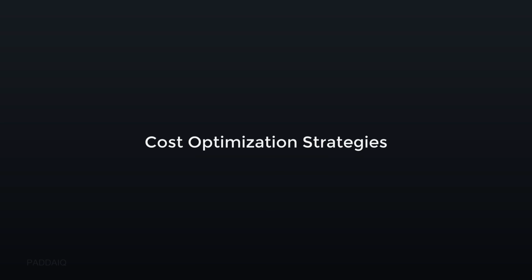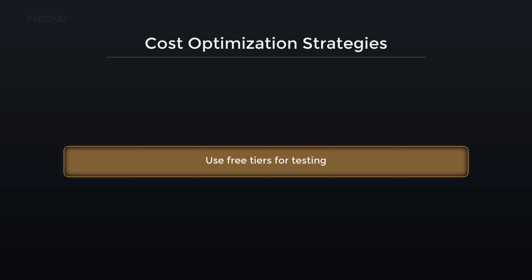Cost optimization strategies for enterprise cloud solutions. Use free tiers for testing. This means leveraging SAP BTP's no-cost service plans for development and trial purposes. For instance, you can build and test a mobile app prototype using the free tier of the Mobile Services Suite. This approach prevents incurring unnecessary expenses during initial project phases.